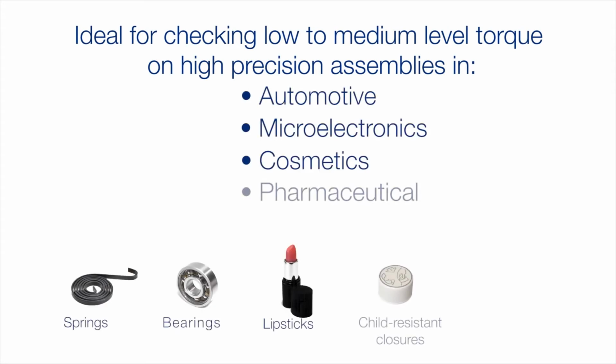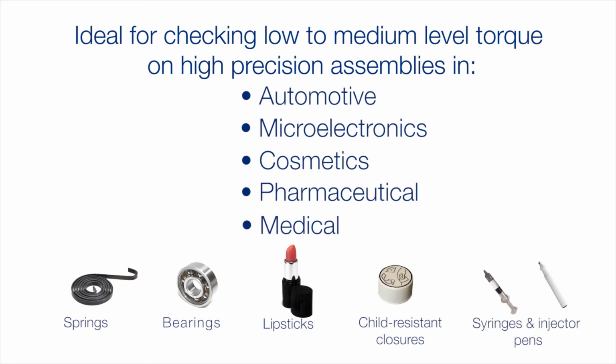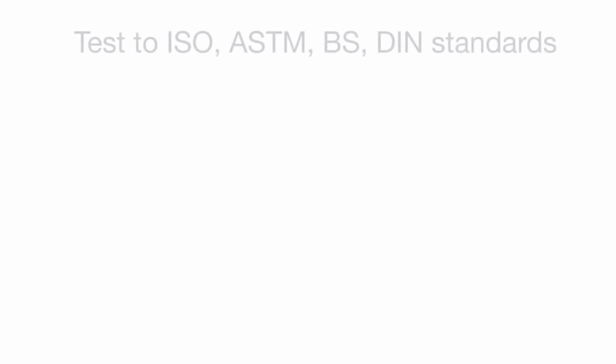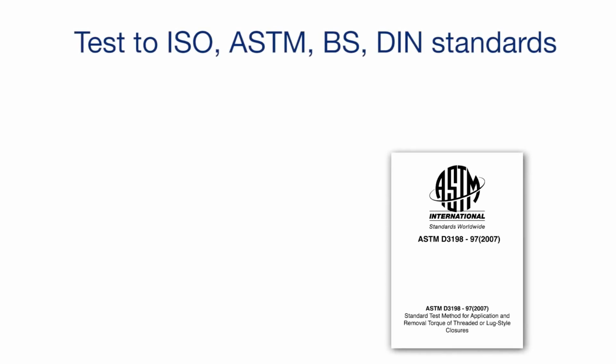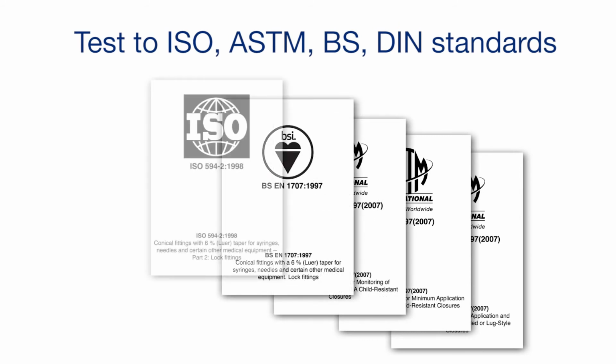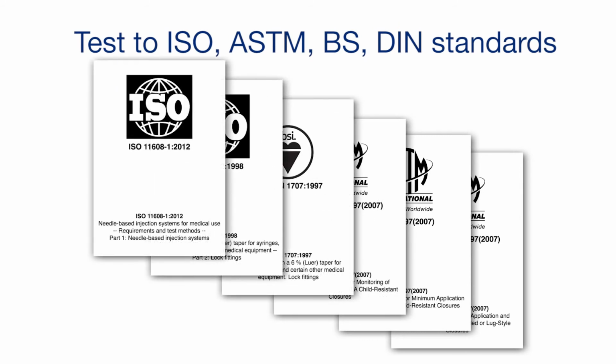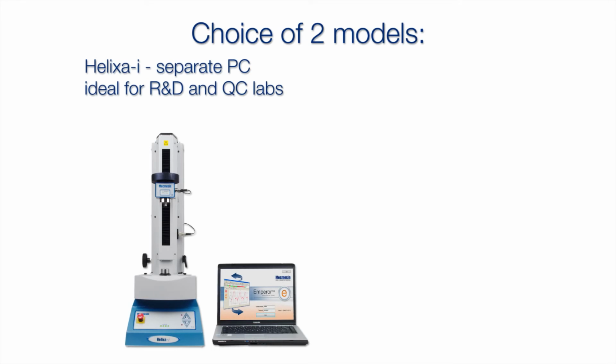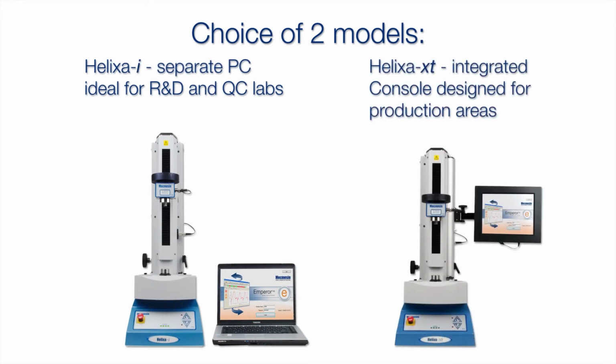With its precisely aligned fixturing, Helixa is ideally suited wherever low to medium torque needs to be measured with accuracy and repeatability. Tests can be written and saved as library files to conform to international industrial standards. Helixa I is ideal for R&D or quality control labs. Or choose Helixa XT with its built-in touchscreen interface where a standalone solution is required.